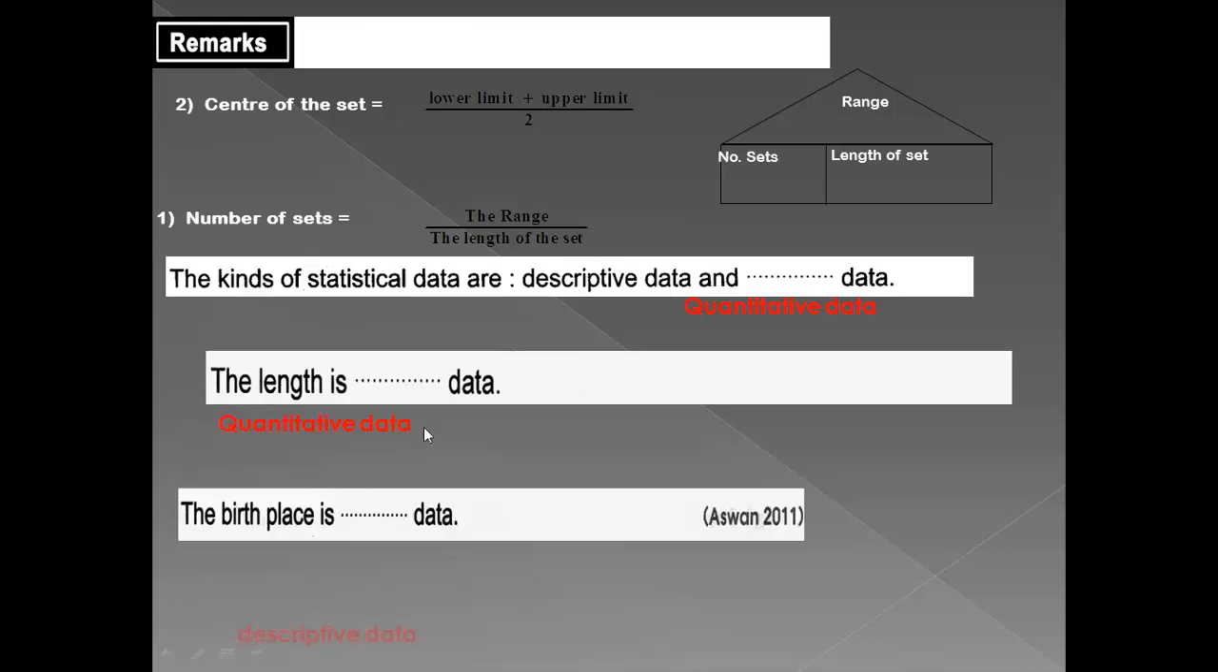Quantitative data. Okay, the length, the age, what type? Quantitative data. The birthplace is what data? 30 seconds. Quantitative or descriptive? Descriptive data, fine. Descriptive data, very good.